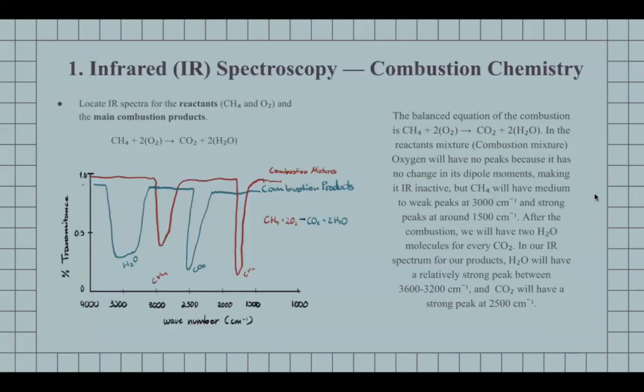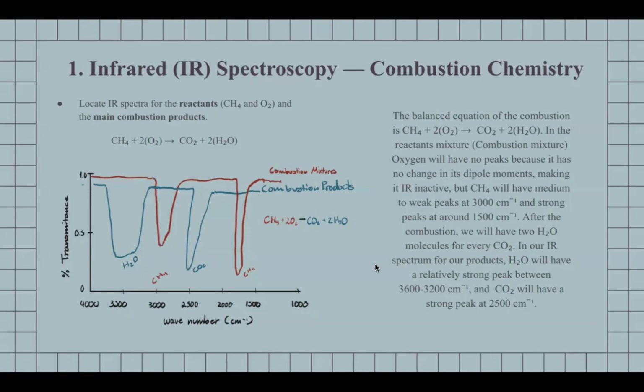Right here, I sketched out the infrared spectroscopy for the combustion of methane and oxygen. Here, where the cursor is, that is carbon. The blue line represents our products after combustion. So we'll have our CO2 and water, and then we'll have strong peaks for CO2 at around wave number 2500, and strong peaks between 3200 and 3500 for H2O.